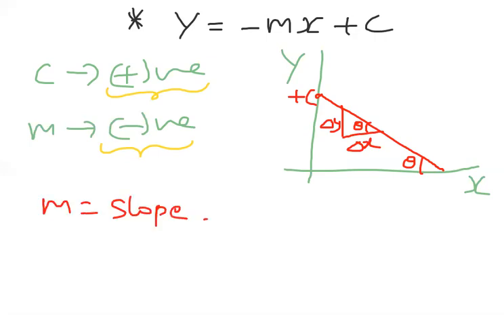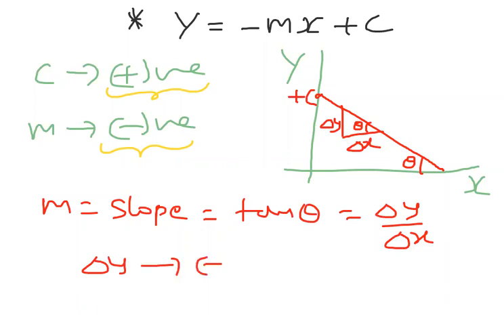Slope is equal to tan theta, which is delta y by delta x. But here delta y is negative. You can observe it is not going up, it's coming down. So delta y is negative, and that's the reason the slope is negative. The y value is decreasing as x increases. If x is increasing, the y value is decreasing. So the slope is negative. This is the information for the straight line graphs.